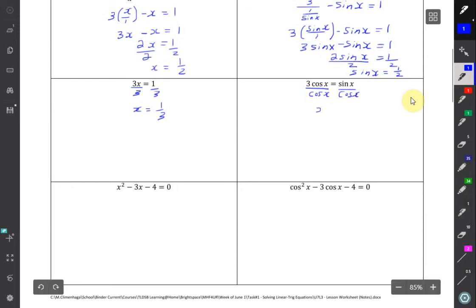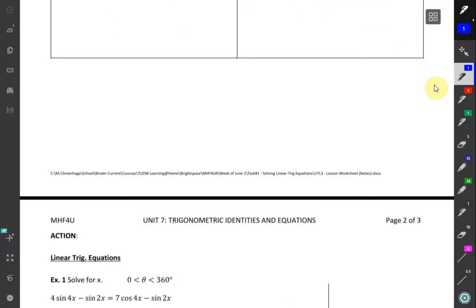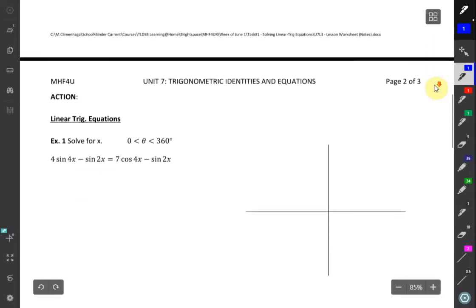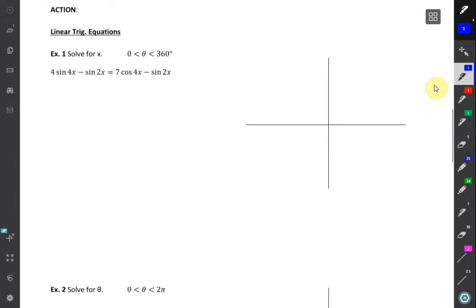That leaves us with 3 equals tan x. Now we're going to apply that skill of solving for the trig ratio to complete the whole question, where we actually solve for the angle as well.